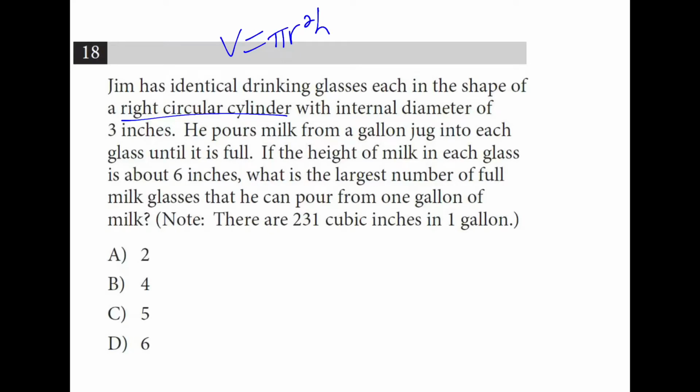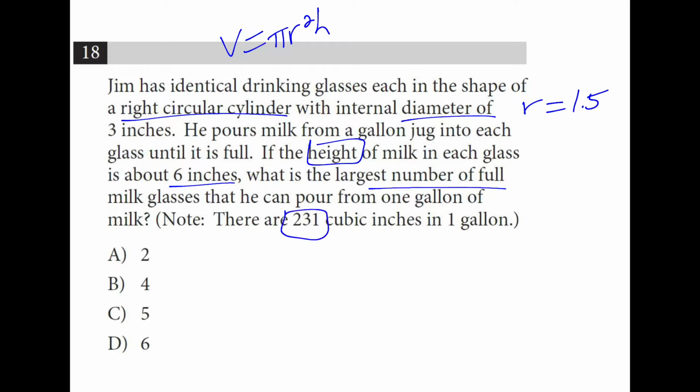The volume of a right circular cylinder is pi r squared times h. If our diameter is 3, that means our radius is 1.5. The height is about 6 inches. What's the largest number of full milk glasses that you can pour from 1 gallon of milk?